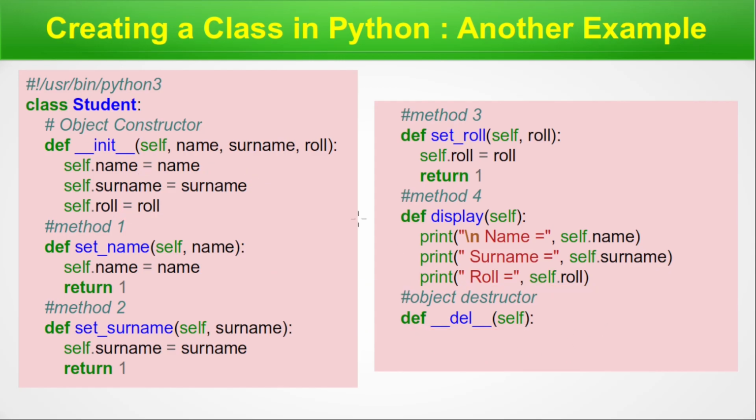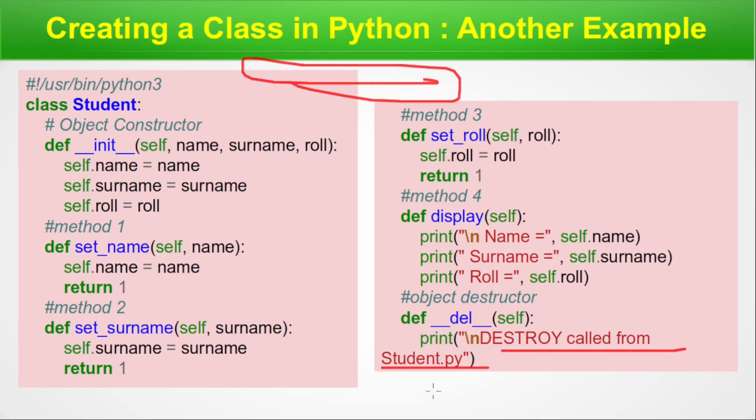Don't think that the object destructor being at last means that whatever we have written is going to be destroyed after this line. No, it's not that. When a real-time object is used and there is no longer any use of it, the destructor will destroy the memory and the memory containing the data. Now here we have the print, destroy is called from student.py. We are going to save this particular file as student.py. So I have named it here.